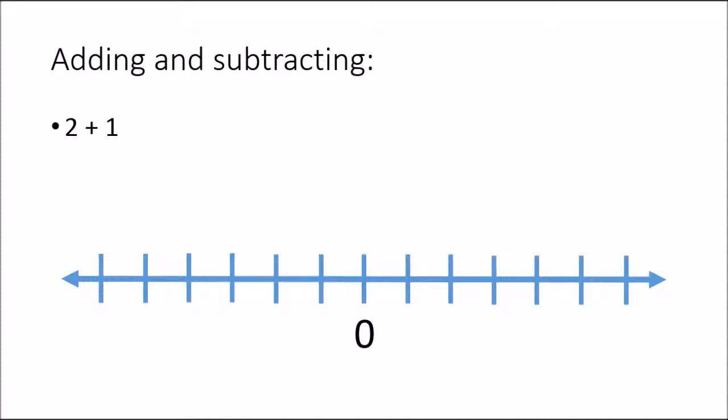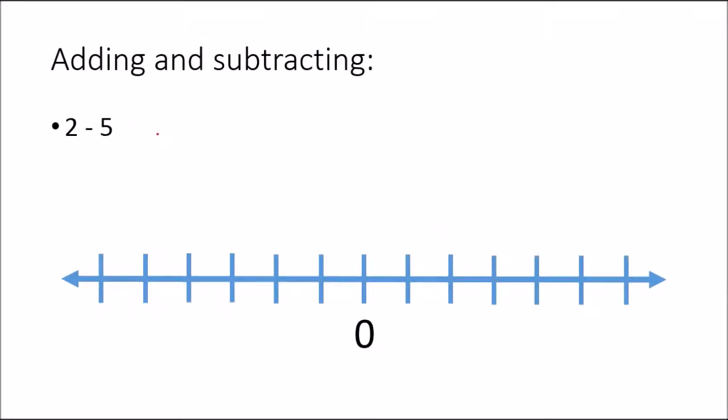So adding and subtracting. With positive numbers, this is easy and most people are completely fine with this. So say 2 plus 1, well, we start off at 2 on our number line. Now if we're adding 1, we're going to move up 1 space on the number line, and we're going to get to 3. So our answer would be 3 here. 2 plus 1 equals 3.